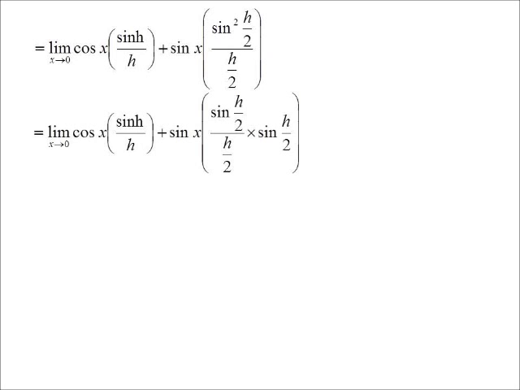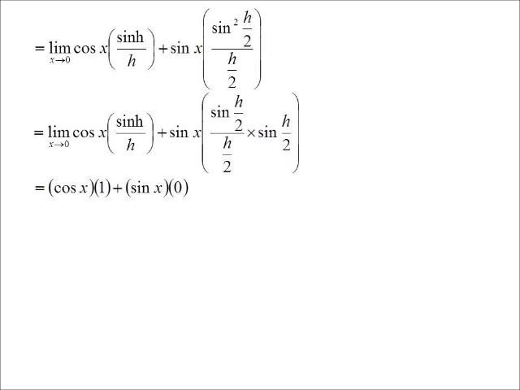So I rewrite that and say, well, that is sine h on 2 on h on 2 times sine h on 2. Now we can find the limits. Because if I sub into the sine h on h, that limit's 1. If I sub into the sine h on 2 on h on 2, that limit is 1. If I sub into the sine of h on 2, that limit is 0. So I've got 1 times 0, which is 0. That's why I need to break it up.